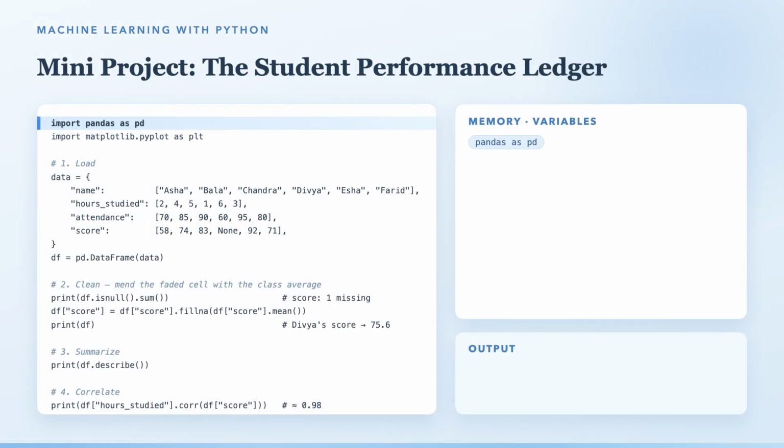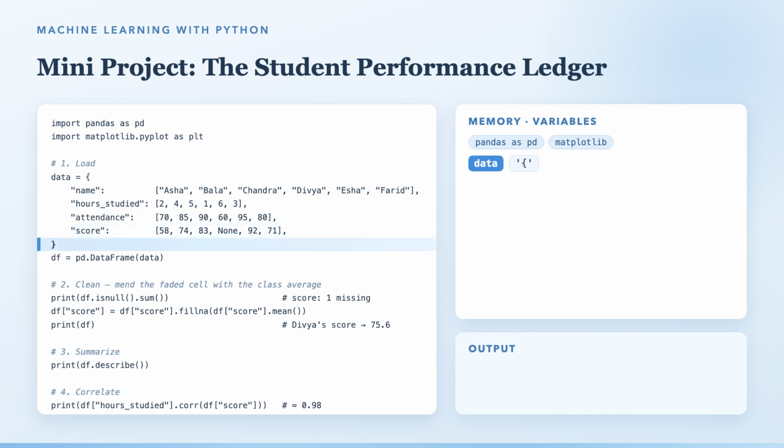Let's do one small, complete piece of real work. 5 quiet steps. Step 1. Load. 6 students, their study hours, attendance, and scores, all on one ledger. Step 2. Clean. One score is missing. A faded cell. We mend it gently with the class average, 75.6. The ledger is whole again. Step 3. Summarize. Describe tells us the class average is about 75, lowest 58, highest 92. Step 4. Correlate. Hours studied and score move together almost perfectly: 0.98.